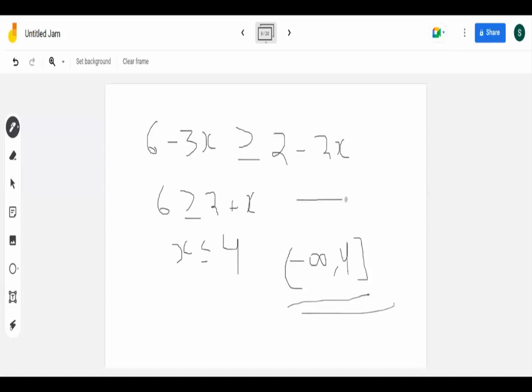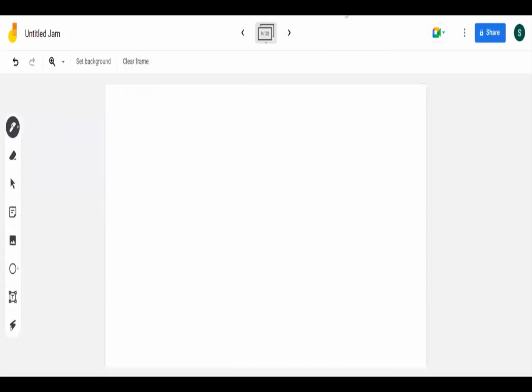You can again see it by number line. This is 4. We need to include it. Draw a dot, a complete dot over here. Our answer lies less than 4 till minus infinity. So minus infinity to 4 is our answer.